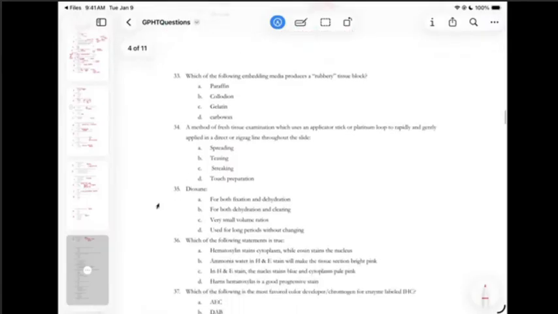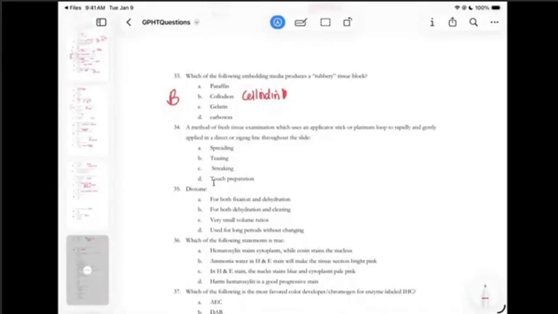Number 33, which embedding medium produces a rubbery tissue block? So a rubbery tissue block, this is typical of your celloidin or also known as collodion, letter B. So celloidin is very useful for hard tissues that tend to collapse. So that includes yung mga bone, brain, teeth. Celloidin is very recommended for that.